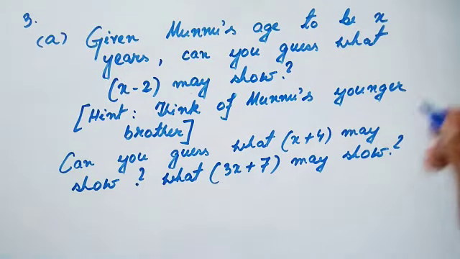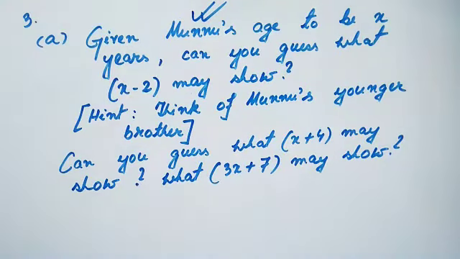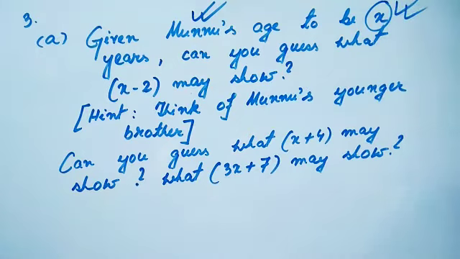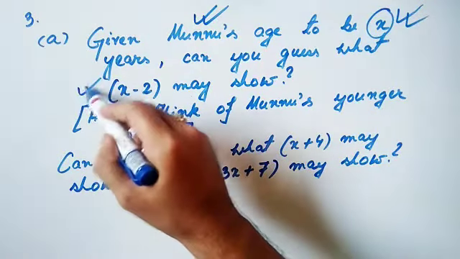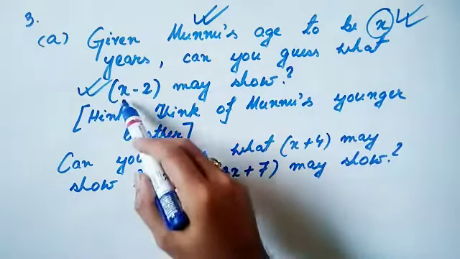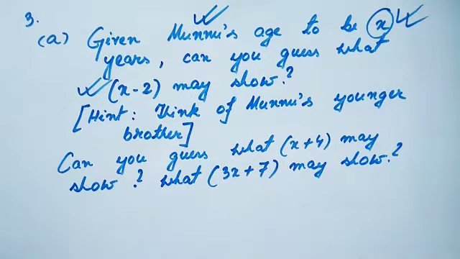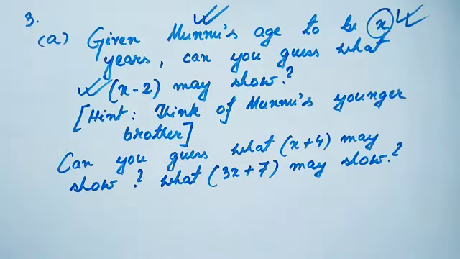Okay, student. So here, they have given the name of a person, and the name of the person is Monu. And his age is X years. The question is asking us to find, can you guess what X minus 2 may show? So whose age will this X minus 2 be? And they have given us a hint to think of Monu's younger brother.